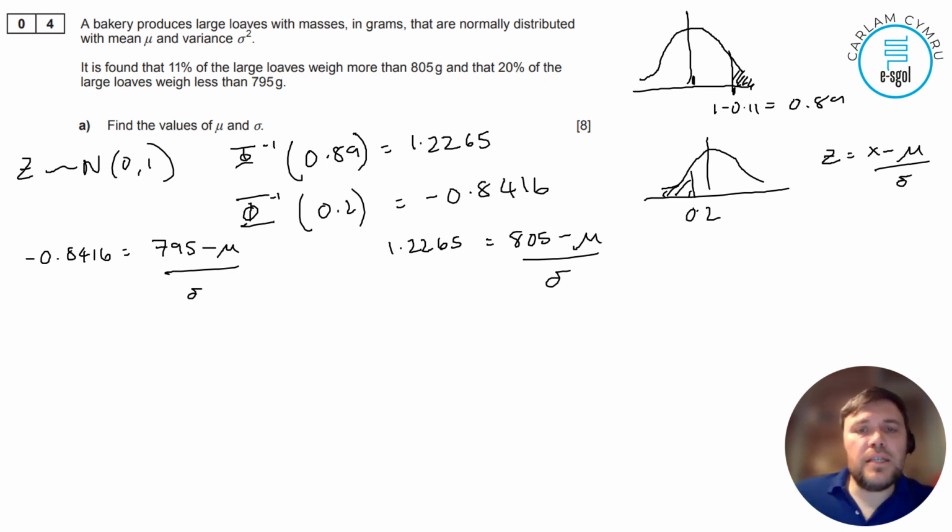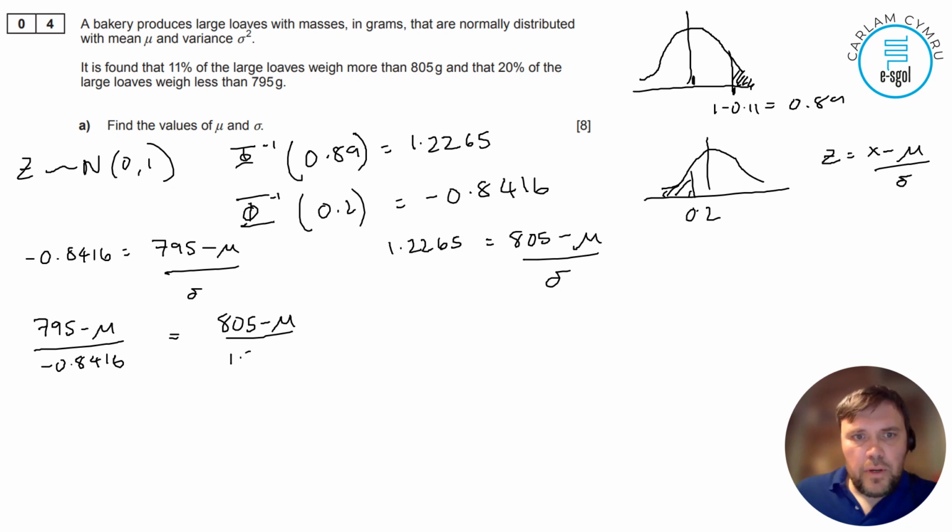Now how I would do it is I would replace the delta and the 1.2265. That goes up and that comes down, same with this one, and then you've got delta. So what we're actually doing is equating each of these values. So it would be 795 minus mu over minus 0.8416, and that is equal to 805 minus mu over 1.2265. The reason why I've kept these values as they are is because I want you to see the level of accuracy that I need to bring in.